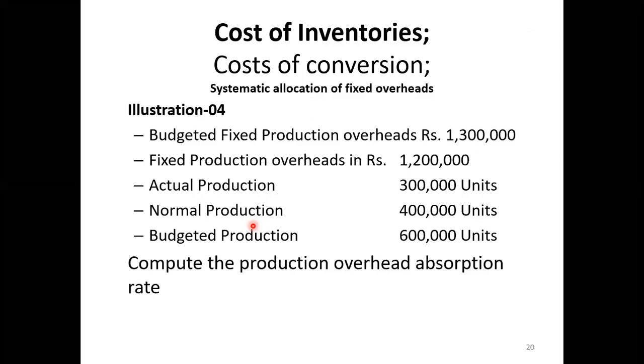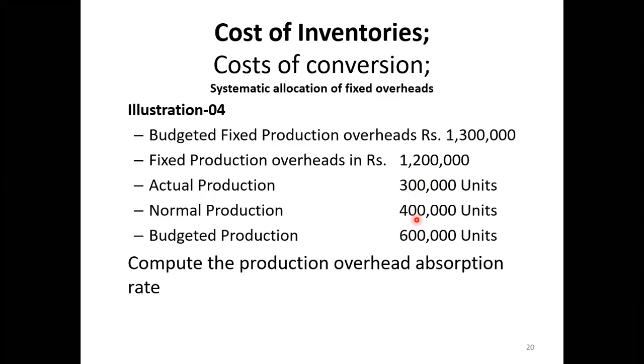Any other answer? Sir, no, we have to absorb on normal capacity. Yes, 400,000 units. Here fixed cost is 1.2 million and it should be divided by 400,000 units. Then per unit overhead cost, how much? 3 rupees. 3 rupees per unit. Then how much total fixed cost should be allocated for the production cost?